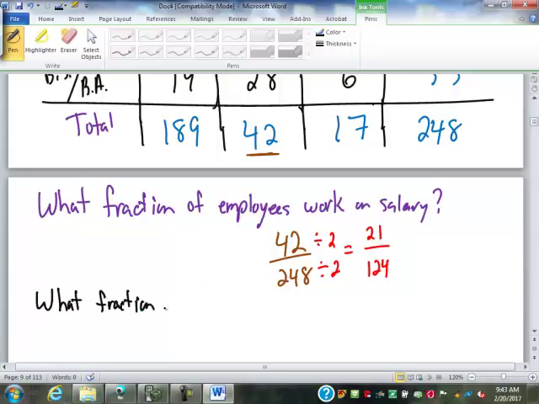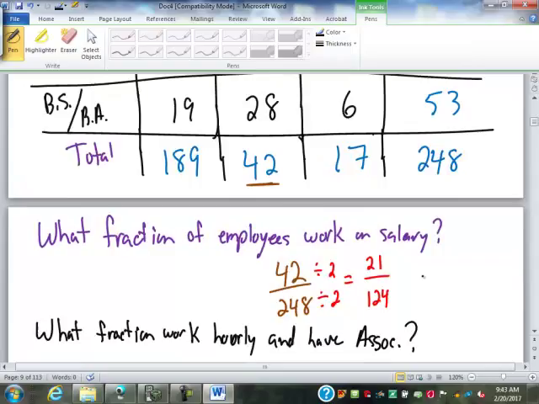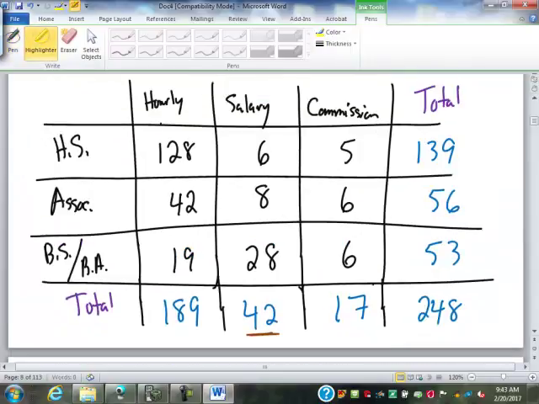What fraction work hourly and have an associate degree? So what this is saying here is hourly, here's associate degree, and means I have to have both. So that is the 42 out of the 248.